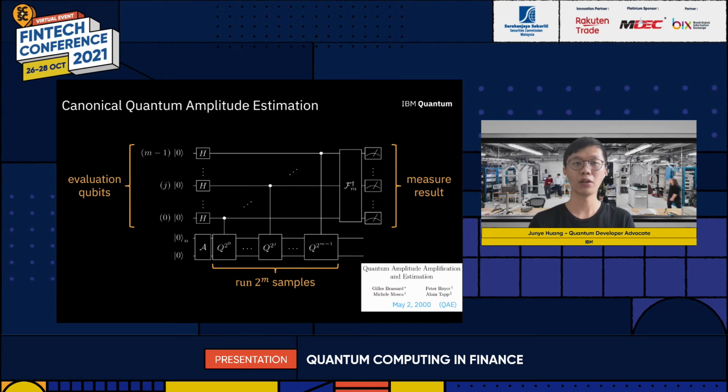So this is an algorithm called quantum amplitude estimation to extract this amplitude information, so that we can encode this stochastic model of this option price to this quantum computer so that we can try to solve it. So this is a classical way, canonical quantum amplitude estimation.